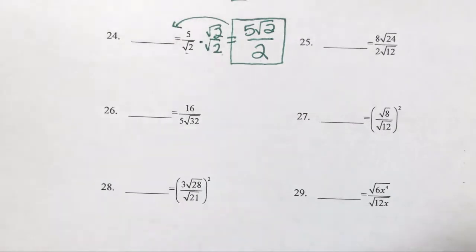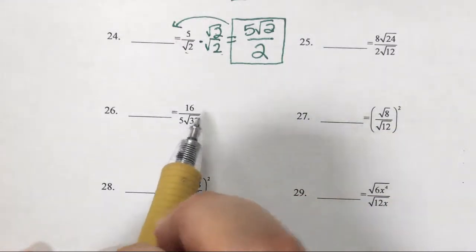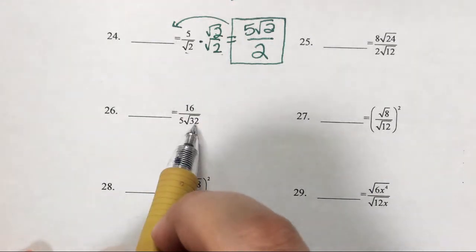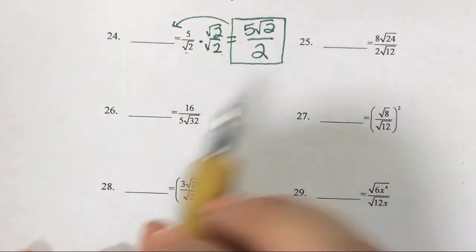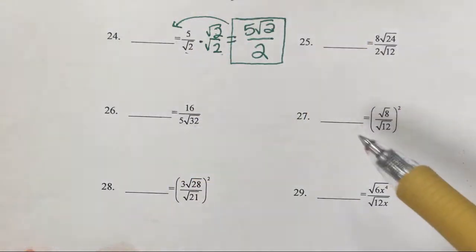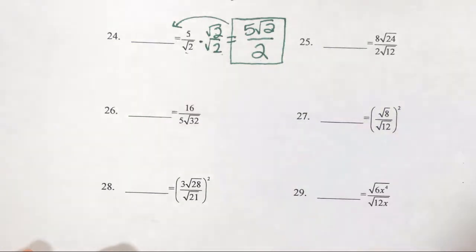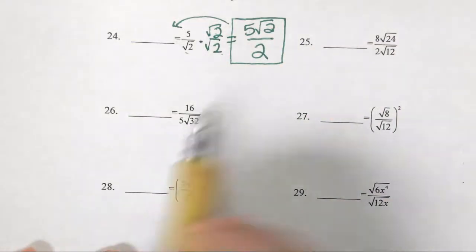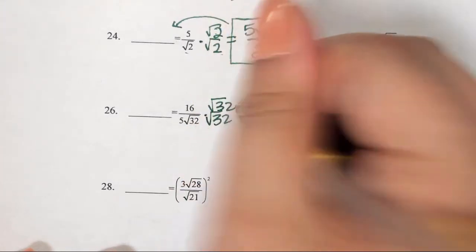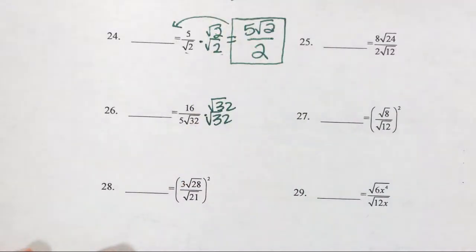Ooh, 26 is tricky. For 26, these two don't reduce, and I have a radical on the bottom. You could either simplify first, then rationalize, or rationalize first. It doesn't matter. I'm going to show you both. So you see the radical on the bottom? You're going to want to rationalize that.